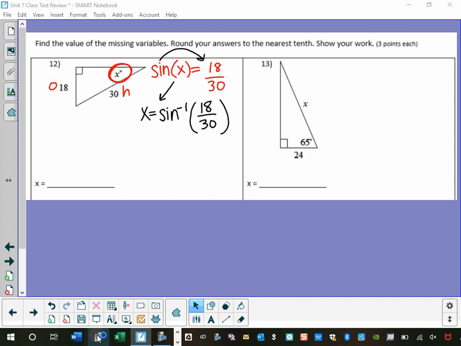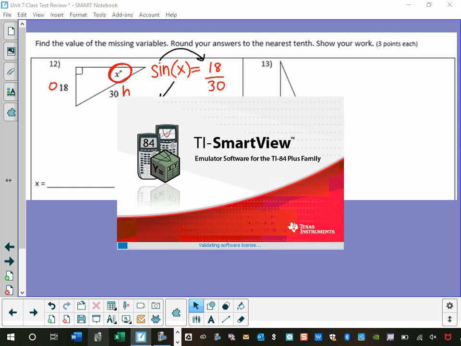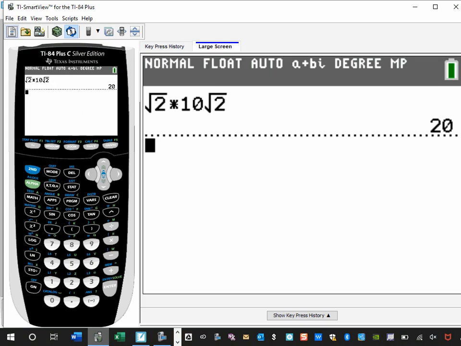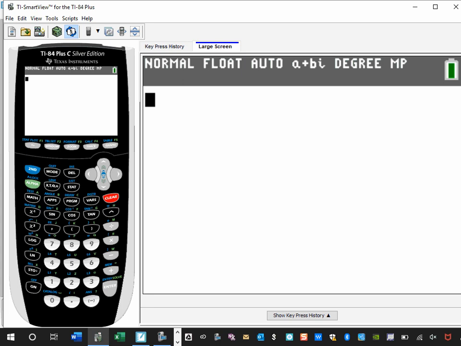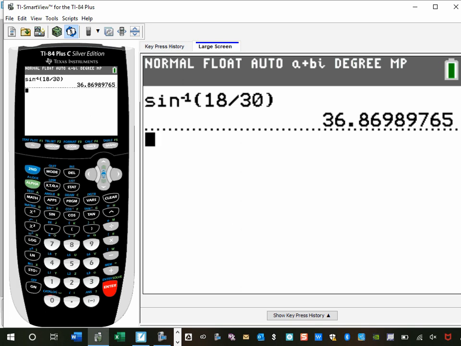Alright, grab your calculators. To find my angle, I'm going to hit second sine, so the inverse can come up. And then 18 divided by 30. For angles, we are going to round it to the nearest whole number. So 36.8 will become 37 degrees.